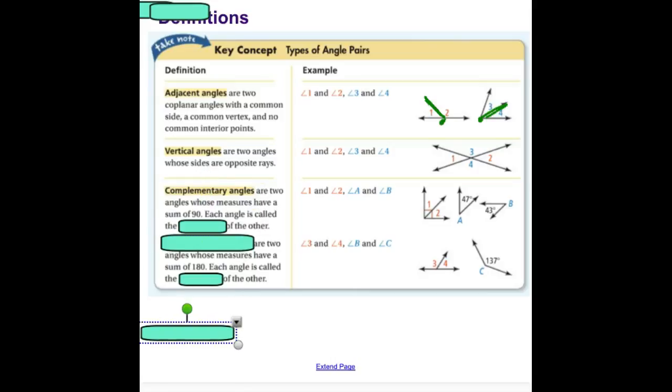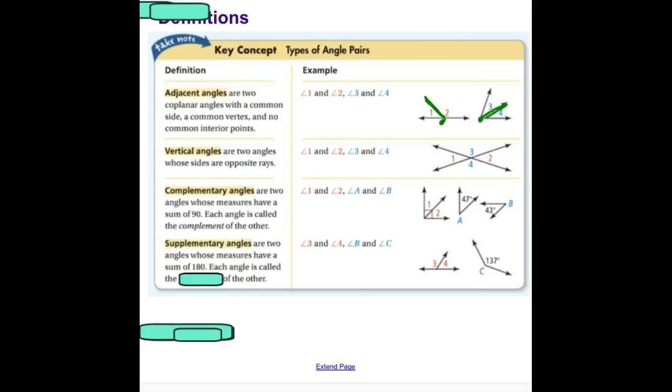The next are complementary angles. Complementary angles are two angles whose measures have a sum of 90 degrees. Each angle is called the complement of the other. So when you add up the two angles, they add up to 90 degrees. You can see that in angles A and B, 47 plus 43 is 90. And angle 1 and 2, notice they have that little red box that goes through both of them. That is the right angle marker.